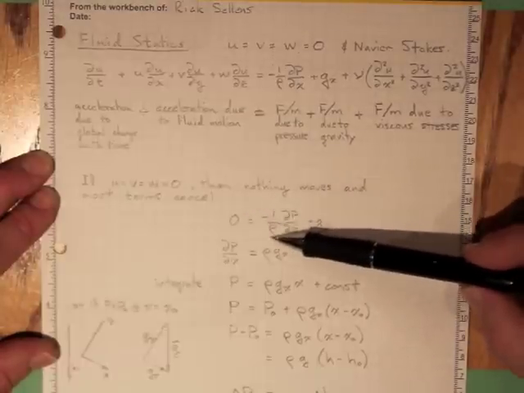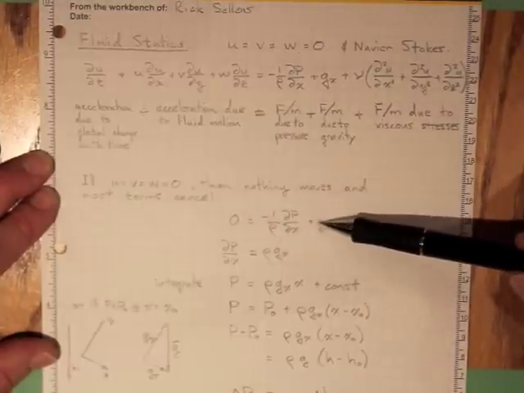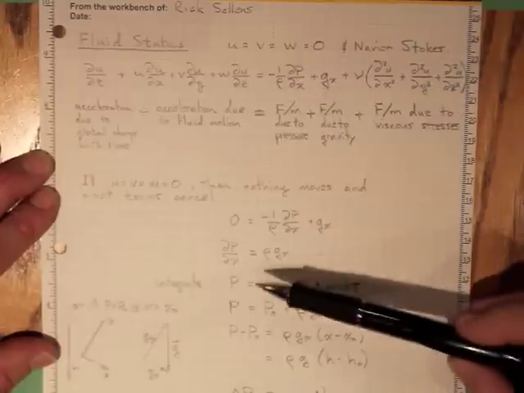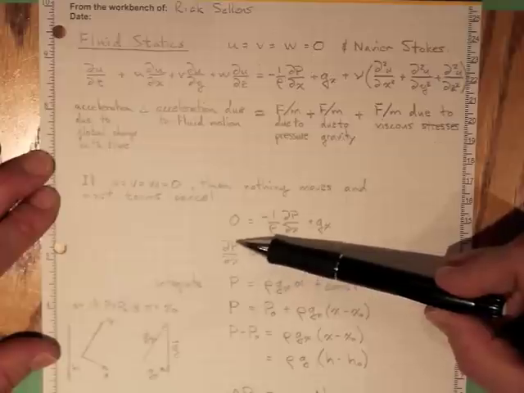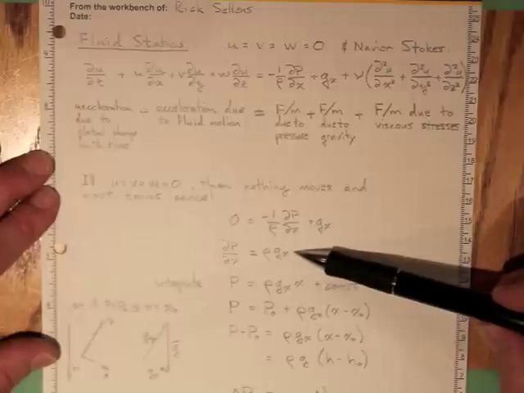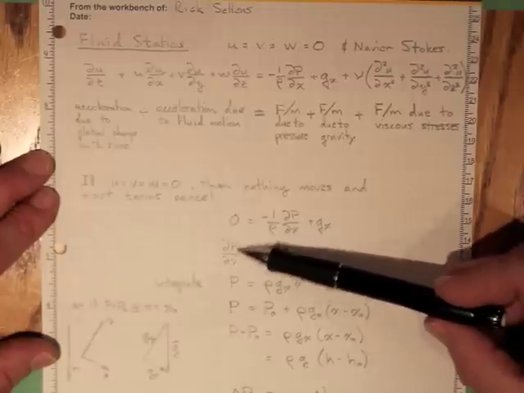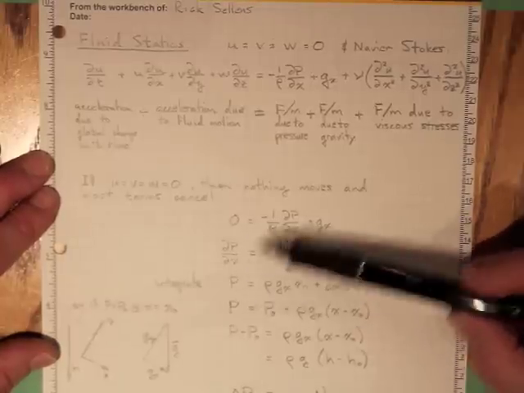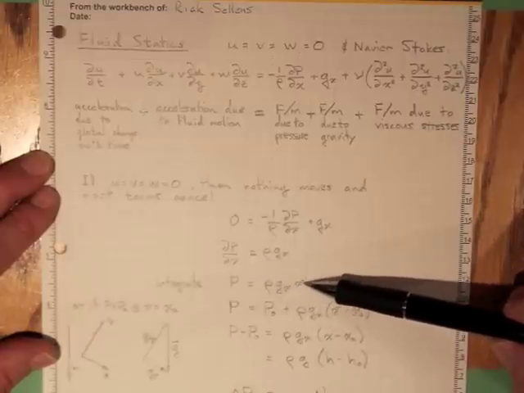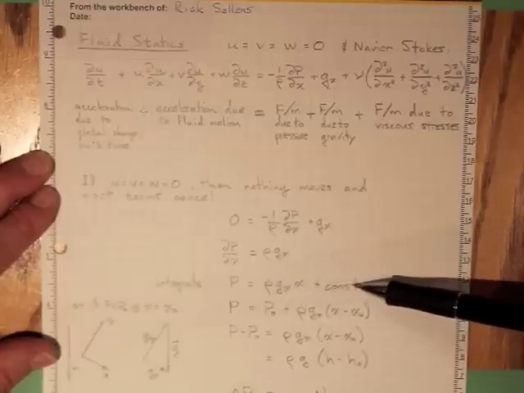equal to -1 over rho ∂p/∂x plus g of x. Just these two terms out of the Navier-Stokes equation. If we rearrange, ∂p/∂x equals rho g of x. If we integrate that to solve, we get p equal to rho g of x times x plus a constant.